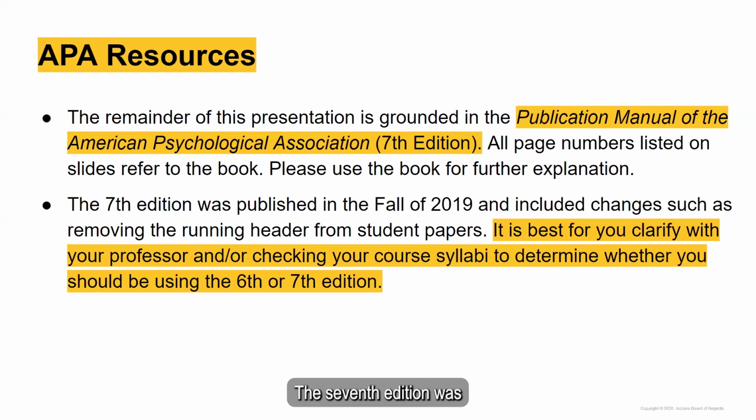The 7th edition was published in the fall of 2019 and included changes such as removing the running header from student papers. It is best for you to clarify with your professor and/or check your course syllabi to determine whether you should be using the 6th or 7th edition.